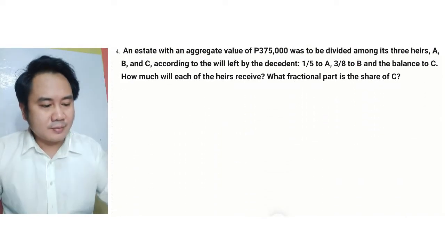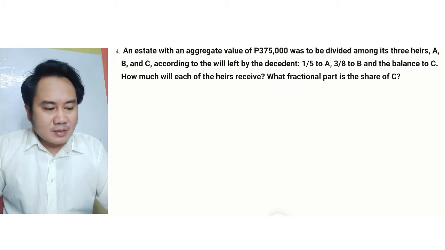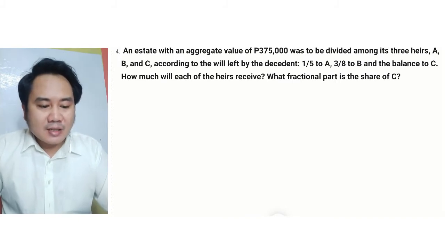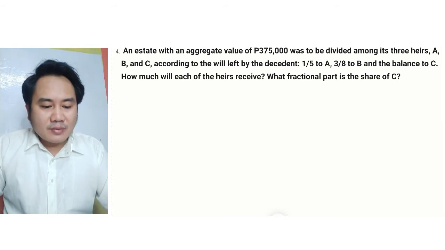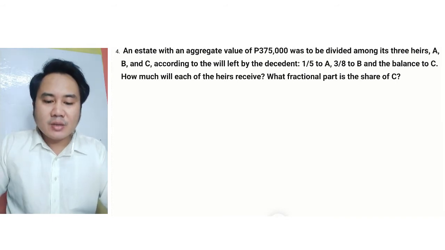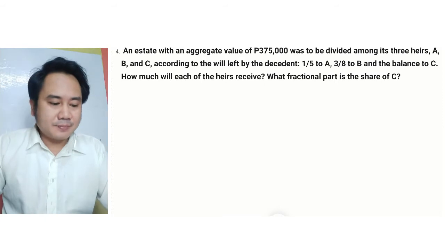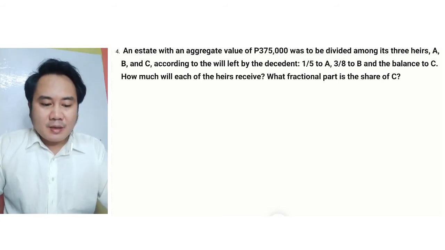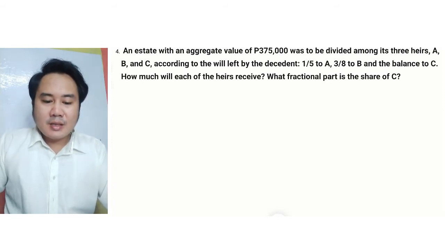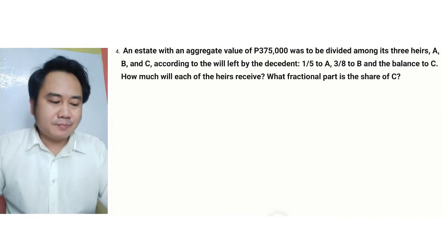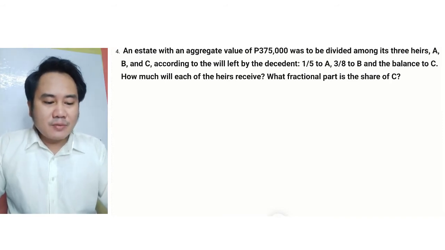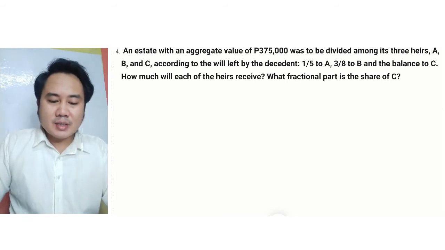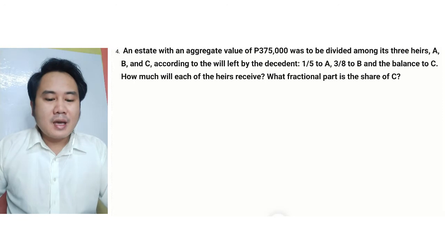Number 4. An estate with an aggregate value of 375,000 was to be divided among its three heirs, A, B, and C. According to the will left by the decedent, 1/5 noon mapupunta kay A, 3/8 noon mapupunta kay B, and the balance mapupunta kay C. How much will each of the heirs receive? Also, what fractional part is the share of C?